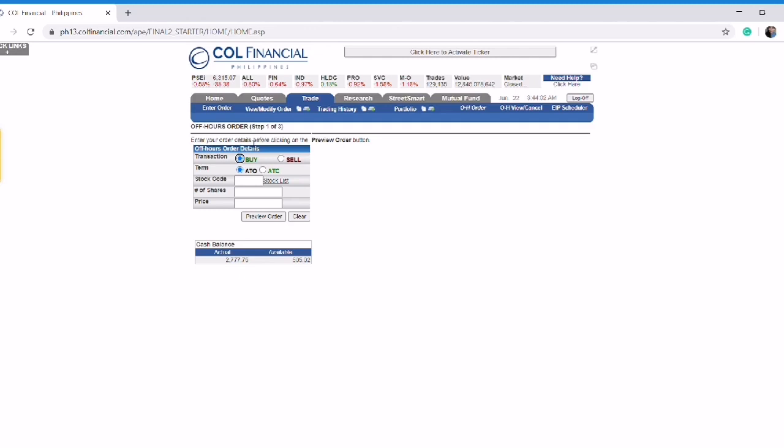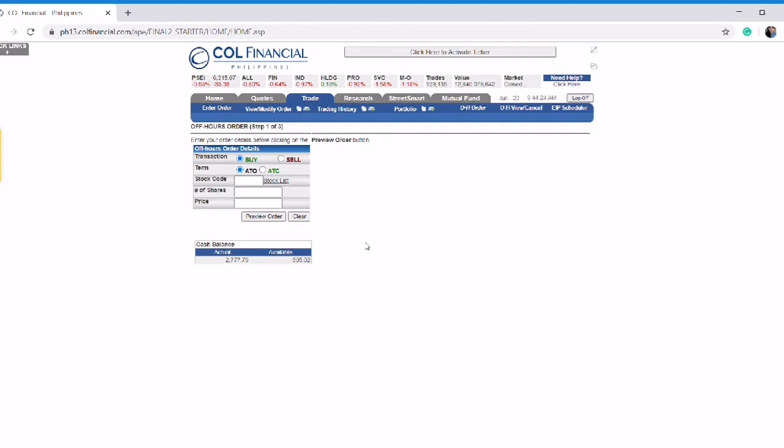Kaso lang po ito kasi off hours. Yun po is live, at ganito din po itsura niya. Maglalagay din po kayo ng buy. Ang maganda din po doon, meron po kayong option na pang today, or IPO, meron pong option na for 60 days, at meron din pong option for ATC. So, may tatlo po kayong option sa term. Stock code, shares, and price. Pareho lang din.